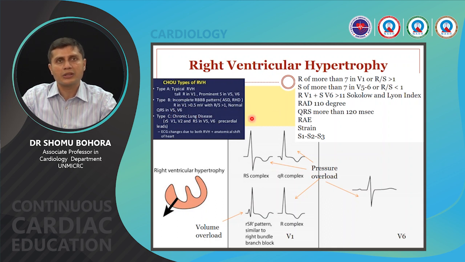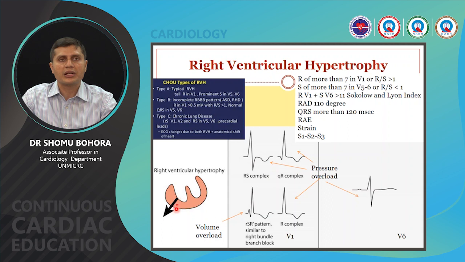The third type is with chronic lung disease, wherein you have RS complexes in V1, V2, and tall R and tall S in V5, V6 with a right axis deviation or a right atrial enlargement in chronic lung disease. So the basis again is the same. When you have RVH, the axis deviates to the right.